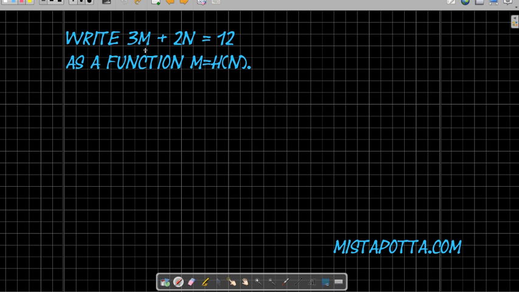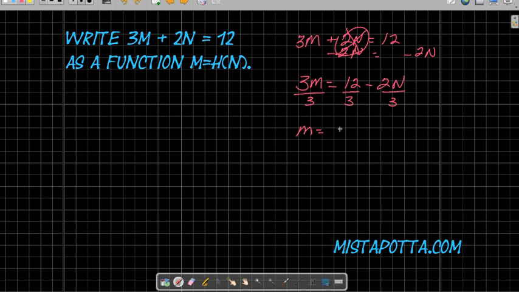In other words, here I'm trying to solve for m, trying to get m by itself. So if I have 3m plus 2n equals 12, I want to get m by itself, so I want to get rid of this addend. So I'm going to subtract 2n from both sides. That's going to give me 3m equals 12 minus 2n. And then I want to get rid of this 3, so I'm going to divide every term by 3. And so I get m equals 4 minus 2/3 n.